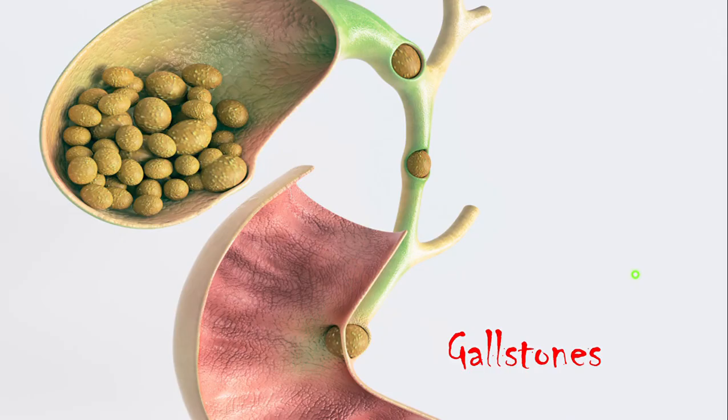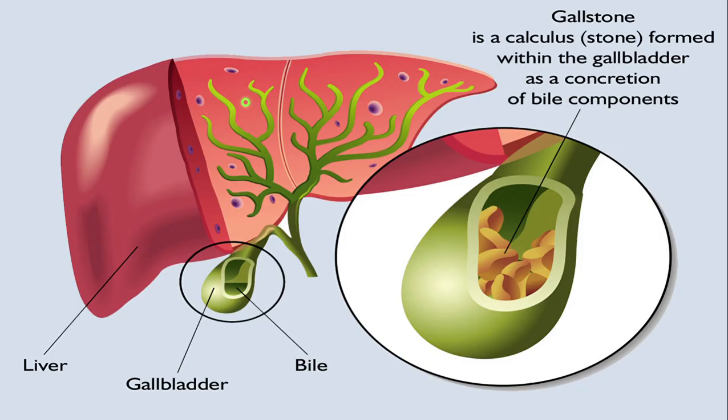Now, there are some conditions that we need to consider. This is a gallbladder. Now, this gallbladder is associated with a disease called gallstone, which is a calcium stone that is formed inside the gallbladder. And this occurs when the cholesterol level has been elevated above the saturating amount.